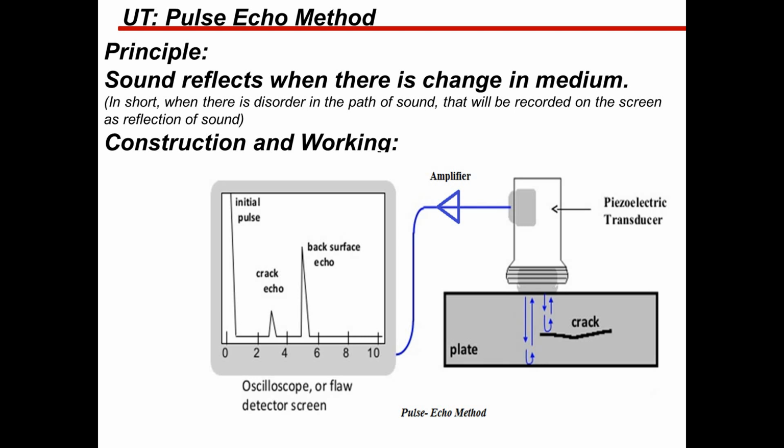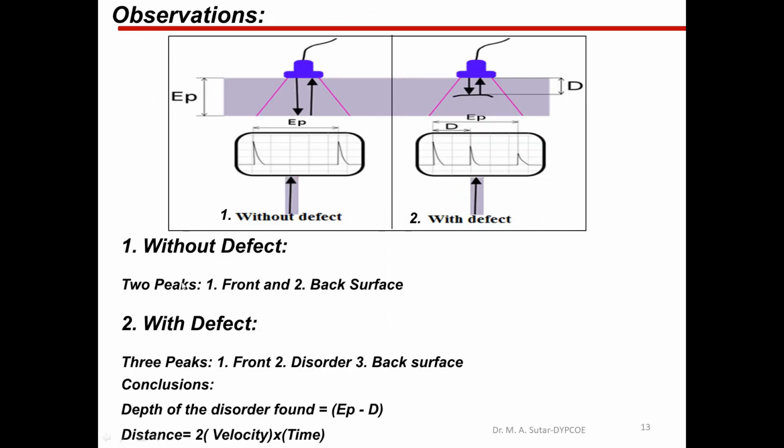When this sound wave encounters this crack, one more peak will be observed, and that is related to the crack. So this is the front echo, the back echo, and this is the crack echo. In absence of the disorder, we will observe only these two peaks, having distance equal to EP, which is equal to the thickness of the material under testing.